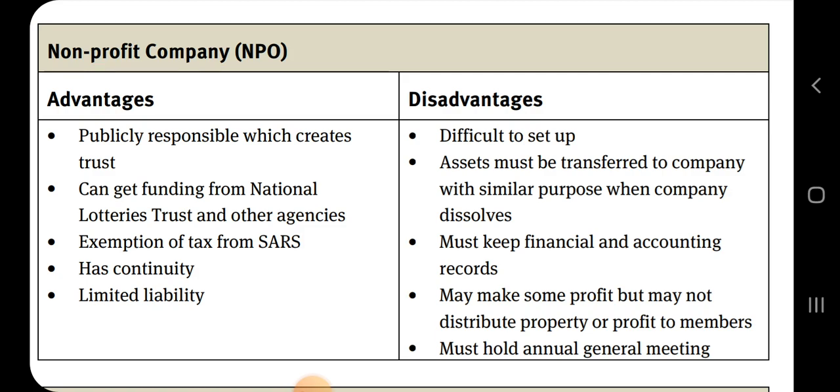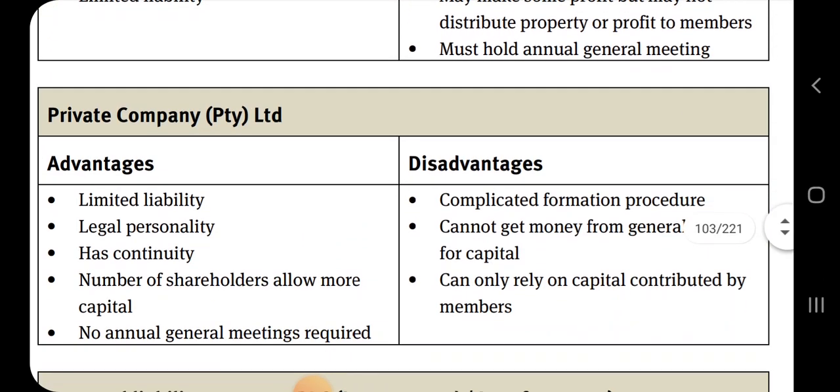It must keep financial and accounting records. It may make some profit, but may not distribute property or profit to members. So you cannot take the profit of the NPO. It must be used for a greater use. It must hold annual general meetings.